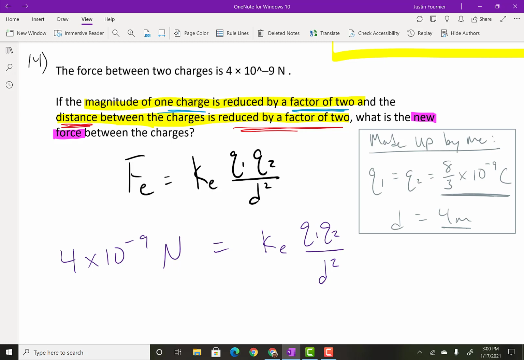What is the new force between charges? So to kind of go into an explanation of why I'm doing what I'm doing, first I'm going to show you Coulomb's law. What this first part is telling me is that the force between two charges, and they're going to be some distance away, is 4 times 10 to the negative 9. So what I did is I made up charges that will give me this result. So this here is 8 over 3 times 10 to the negative 9 coulombs and 4 meters.